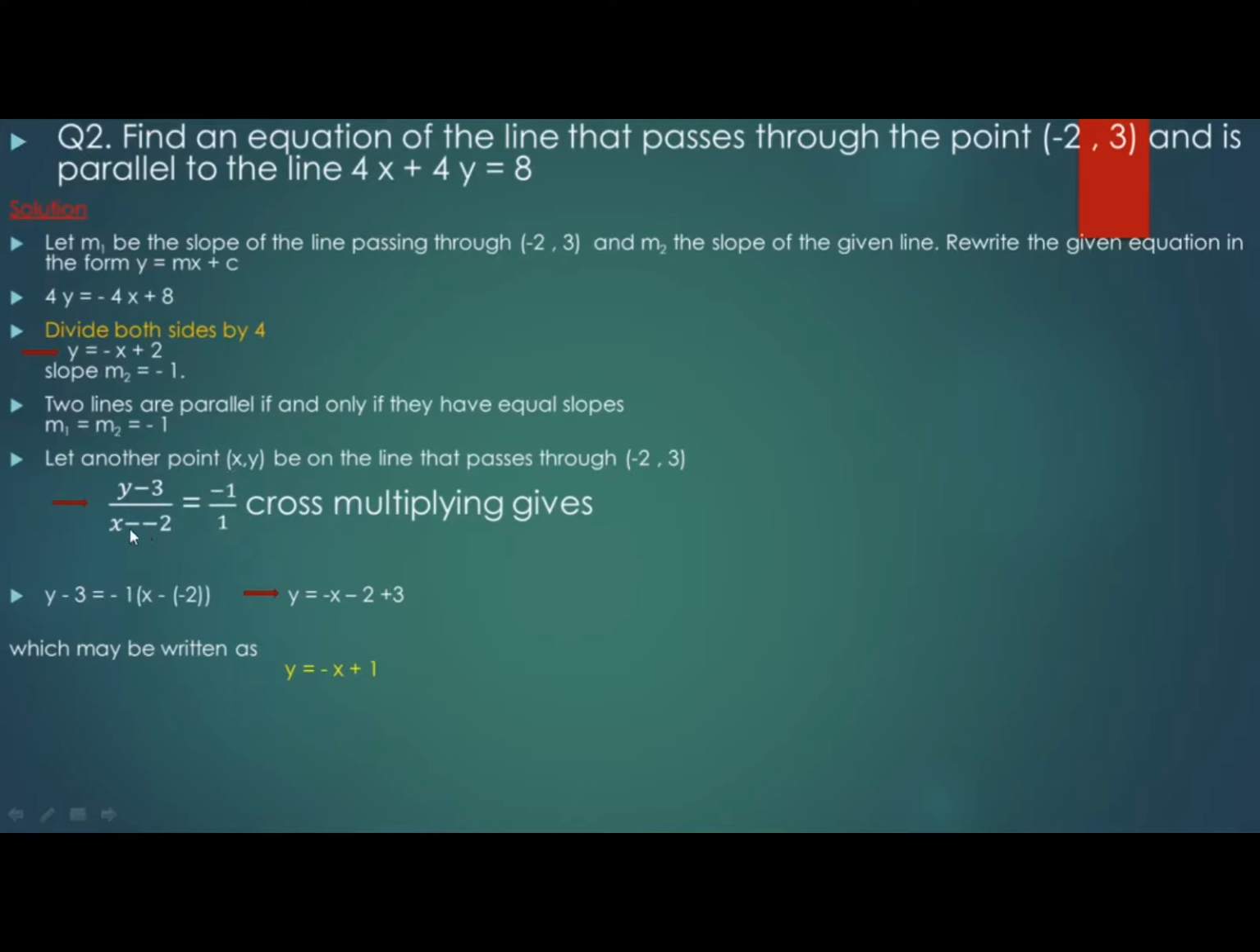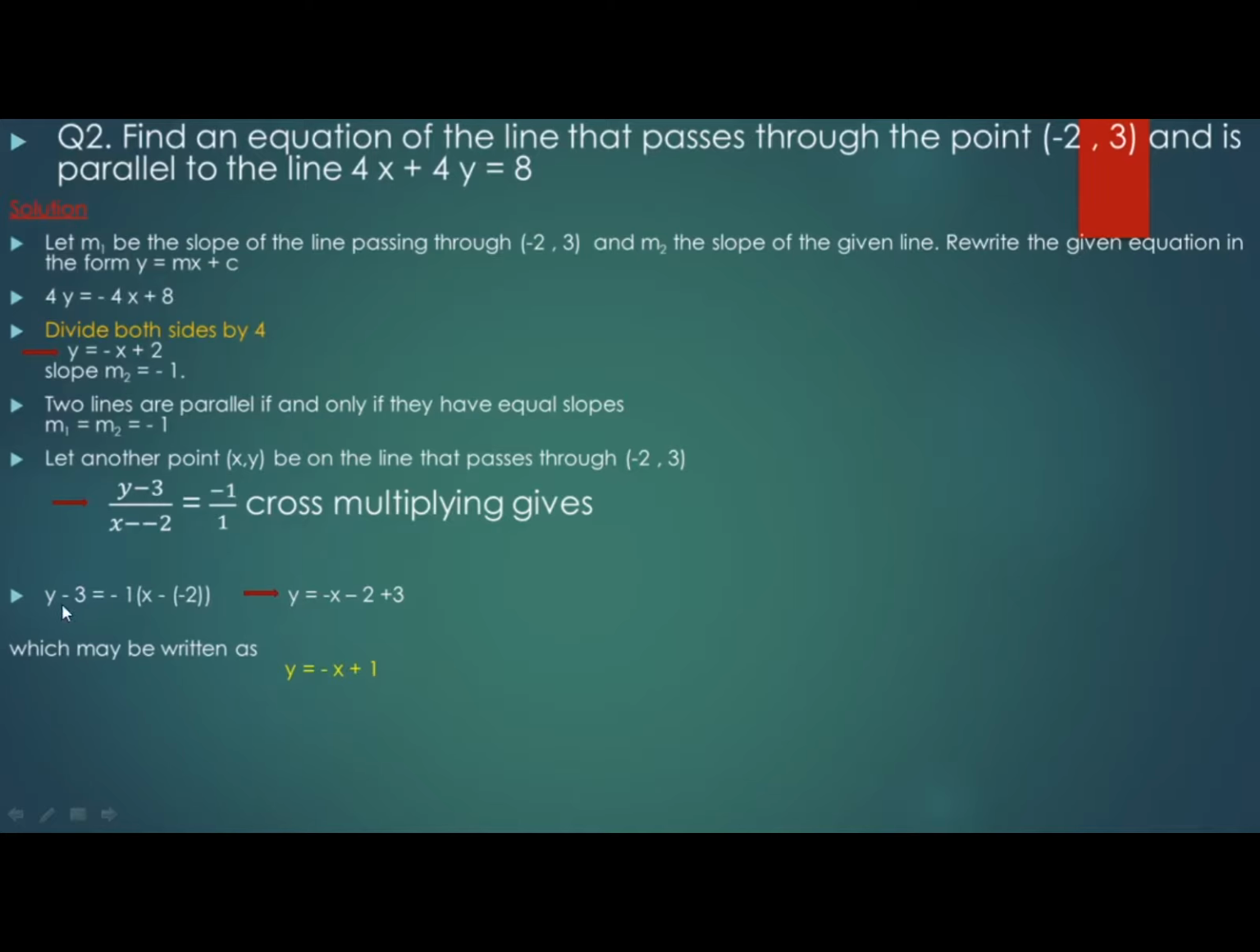Remember, this one negative becomes positive. So what you do, you cross multiply. You start with the one with y because you want your y to be on the left hand side. So it will be 1 into y minus 3 equals -1 into x minus minus 2. So y minus 3 will be equal to -1 into x plus 2.